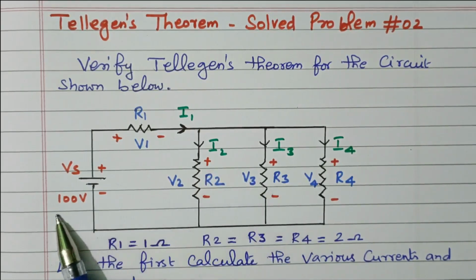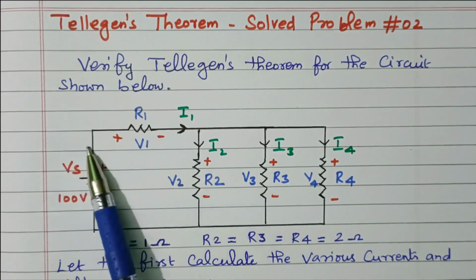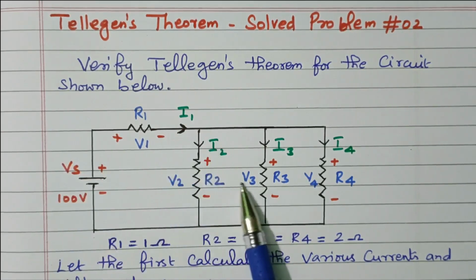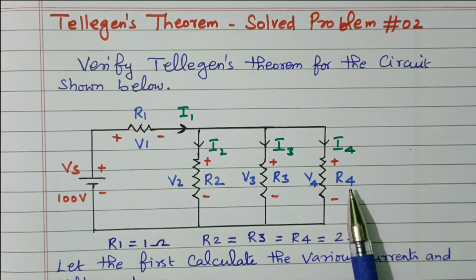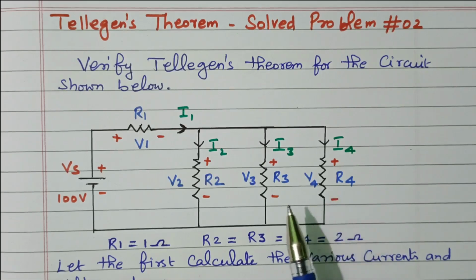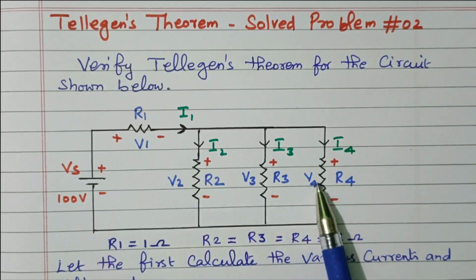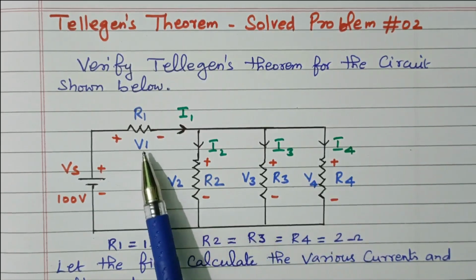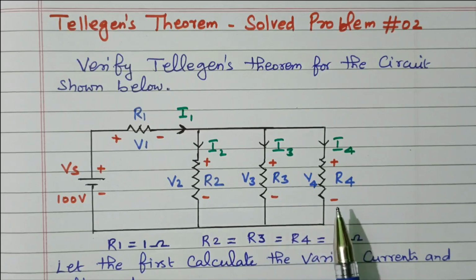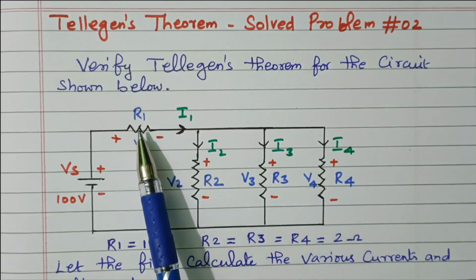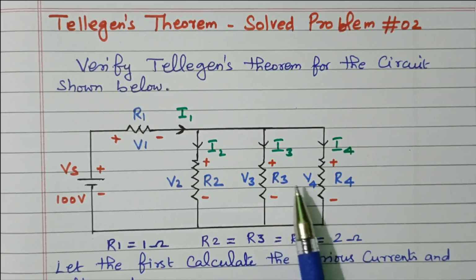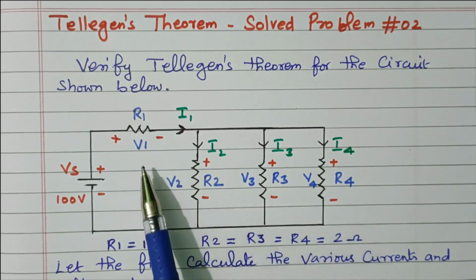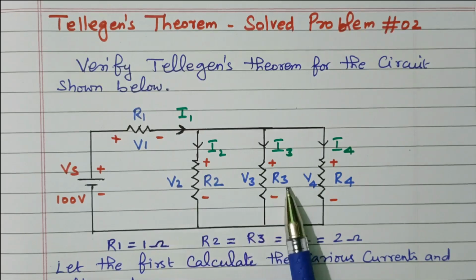We have to identify the total power delivered by this source and the total power absorbed by these resistors. Both are equal, that is, power delivered equals power absorbed. In order to find the power, we need to identify the voltage across each and every resistor. There are 4 resistors available: R1, R2, R3, R4. The voltage across R1 is V1, R2 is V2, R3 is V3, R4 is V4.